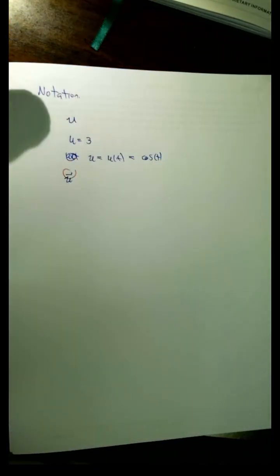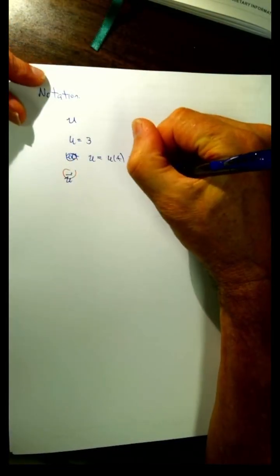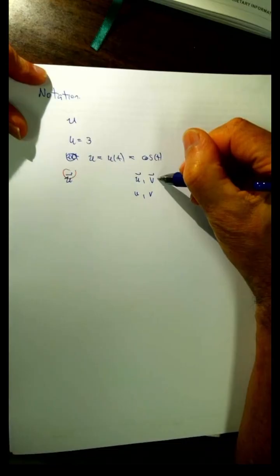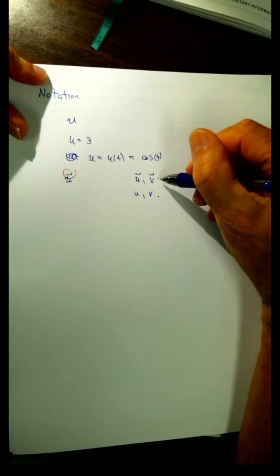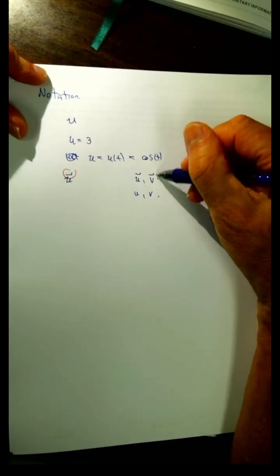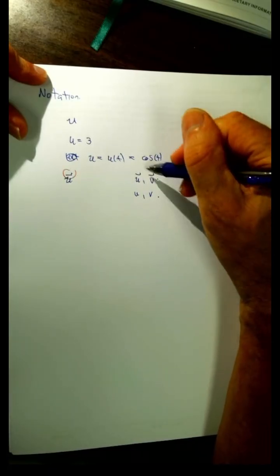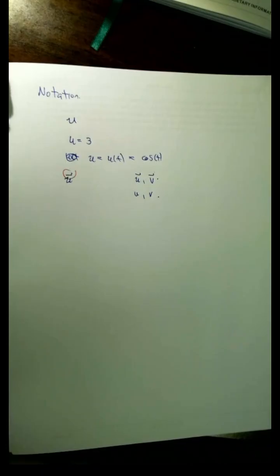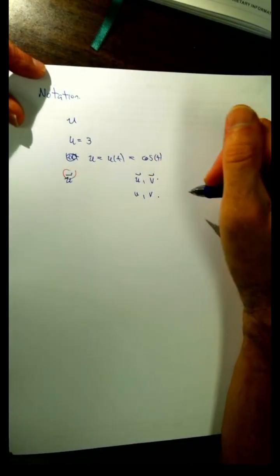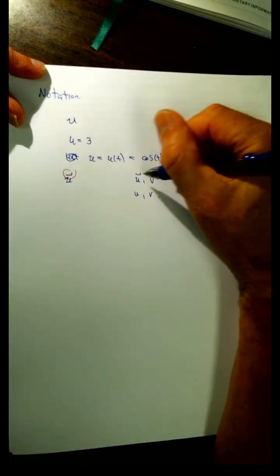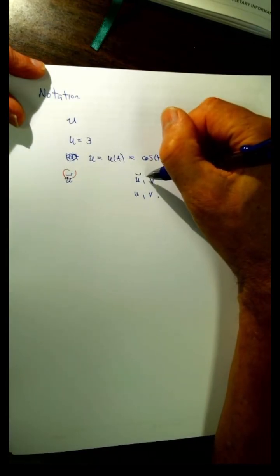If you forget that little hat, then it's not a vector. So these things are vectors. These are not vectors. They are different. And if you forget that hat, you have a big issue.